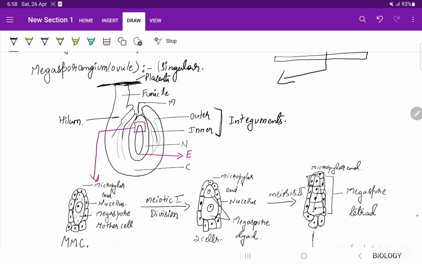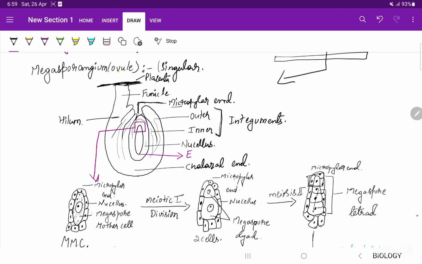After the outer and inner integuments, there is a group of cells present around the female gametophyte, called nucellus. Next to the nucellus is the embryo sac, which develops gradually from young ovule to mature ovule. At the point where integuments are absent, that is called the micropylar end. Opposite to the micropyle is the chalazal end. I hope it's clear now.